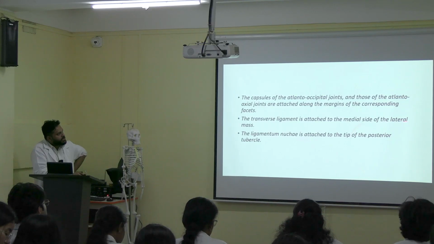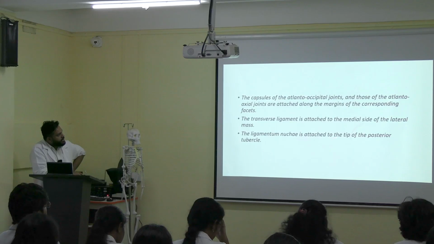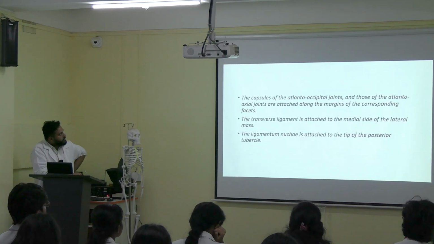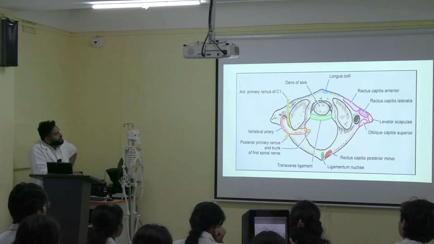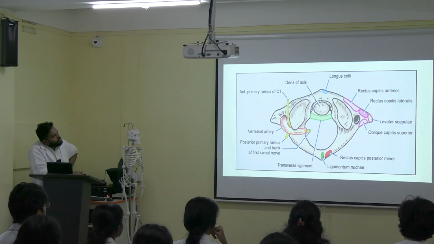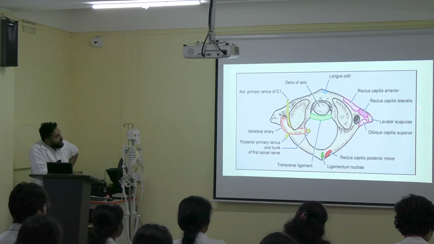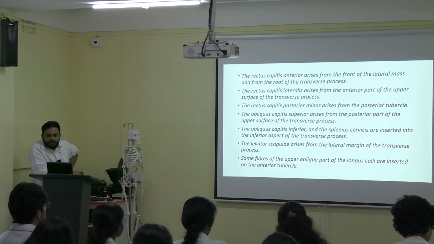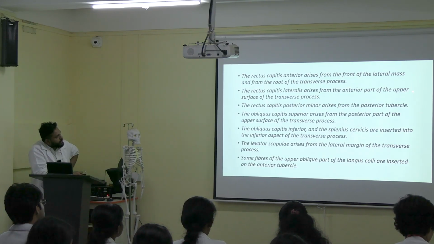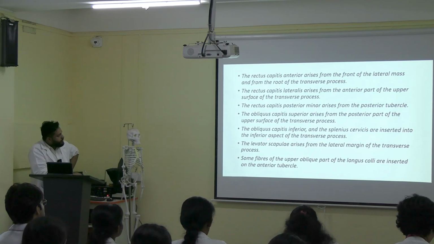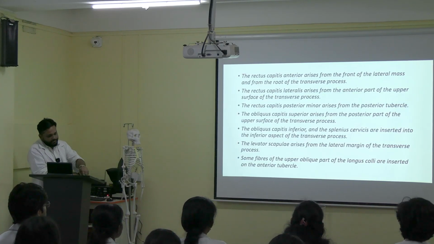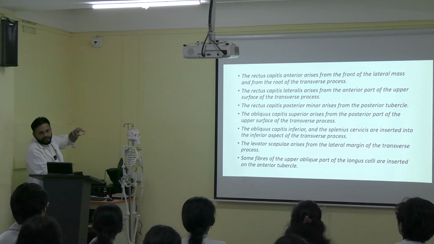The transverse ligament is attached to the medial side of the lateral mass. The ligamentum is attached to the tip of the posterior tubercle. And these are the muscles I have already explained. Along the transverse process: rectus capitis anterior, rectus capitis lateralis, levator scapulae, and oblique capitis superior. Rectus capitis posterior minor arises from the posterior tubercle. Oblique capitis superior arises from the posterior part of the upper surface of the transverse process. Rectus capitis lateralis arises from the anterior part of the upper surface of the transverse process. But the oblique capitis inferior comes from the inferior aspect of the transverse process, meaning from the underside of the transverse process.